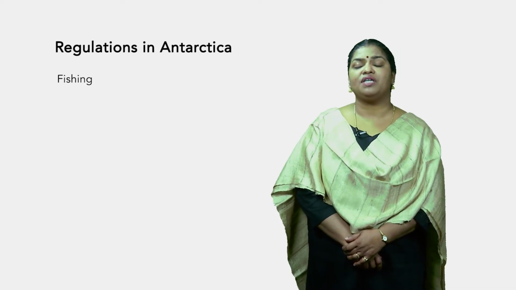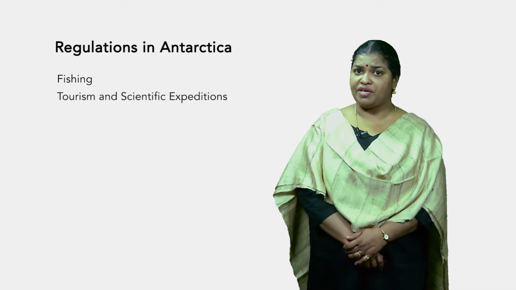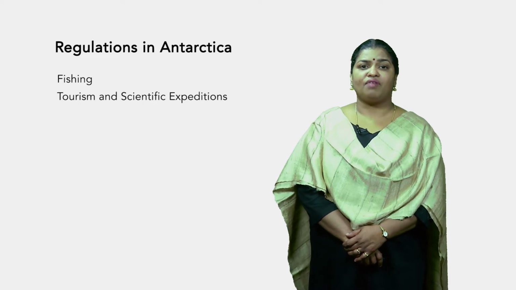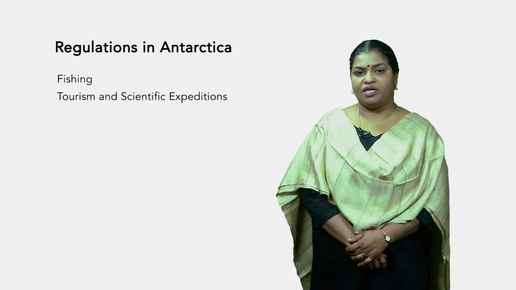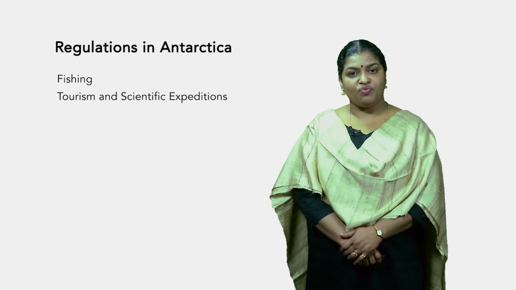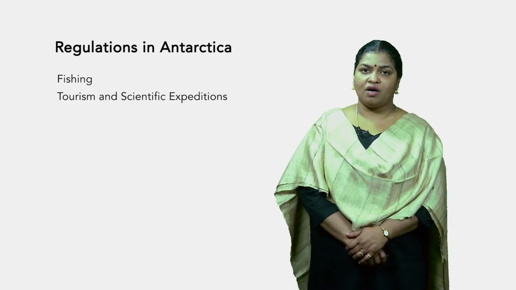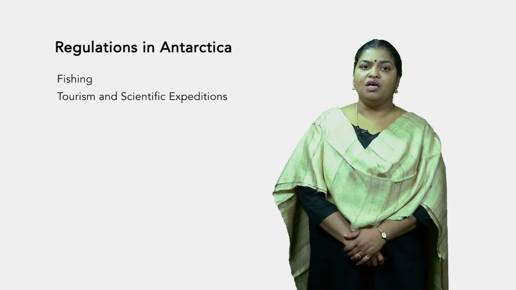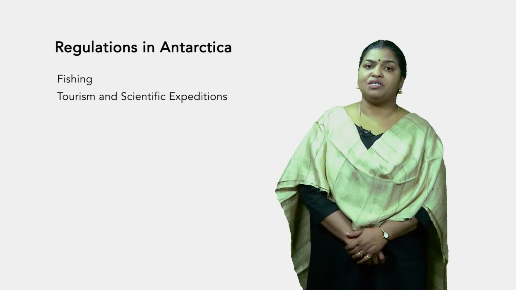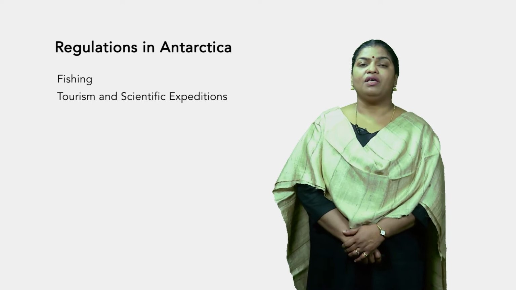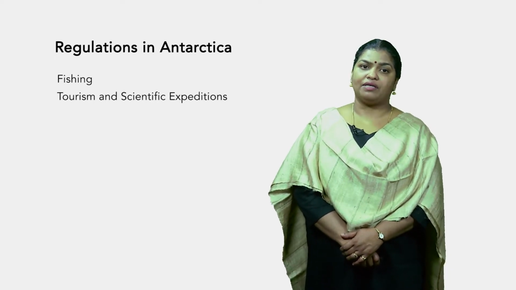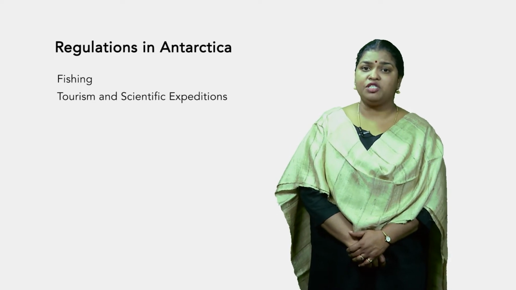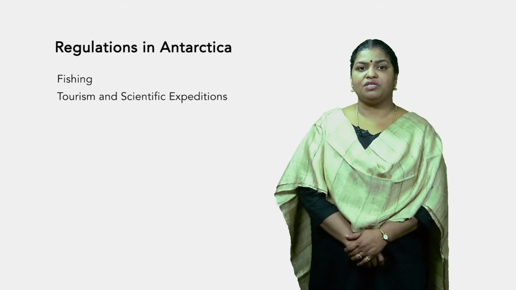The second reason for regulations in Antarctica is tourism and scientific expeditions. The increased influx of tourists and researchers into the area is a major concern for the continent now. For example, in 2015-16, about 39,000 tourists visited the continent, which indicates a 5% annual increase in visitors. Increasing traffic disturbs ecosystems and the combined impact results in pollution, including oil spills, introduction of alien species and other habitat disturbances.